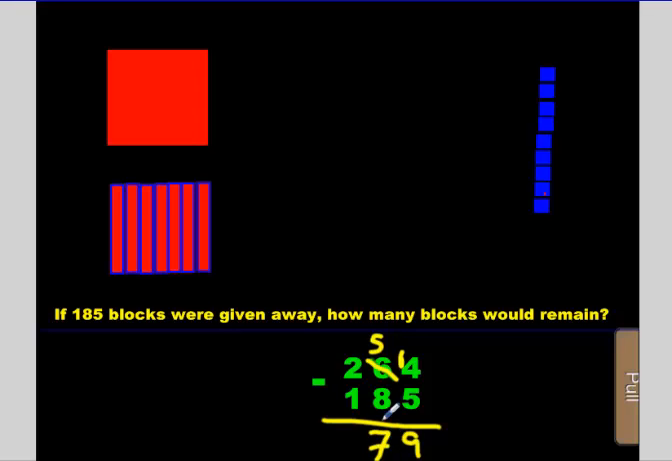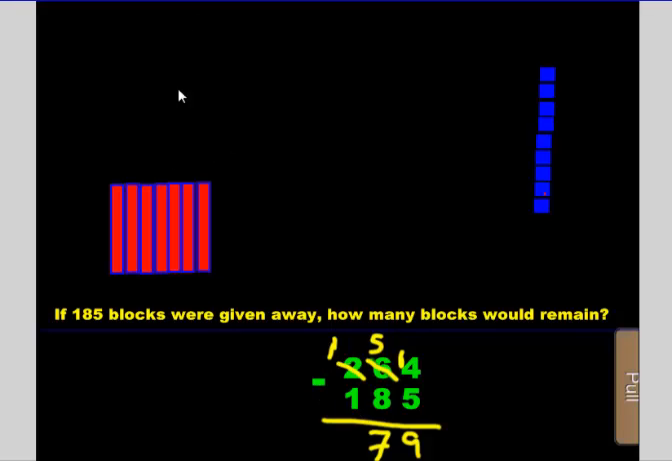So 7 goes in the rod set. We got 7 left. And now we just have 2 flats. Oh, wait. We've got to scratch that one out. Let's do that. There. Now we have 1 flat left. And he's just going to go, 1 take away 1, 0. And we got 79 as our answer. Let's confirm that. We got 1, 2, 3, 4, 5, 6, 7. And we have 9 over here. 7 rods and 9 ones is 79.